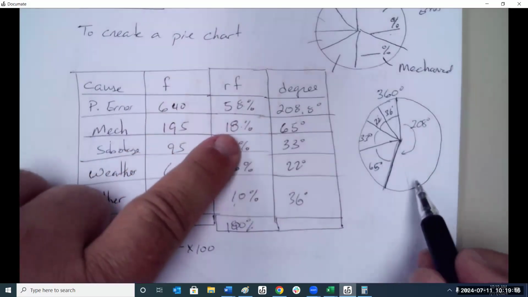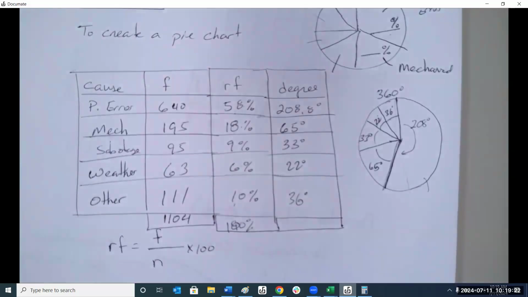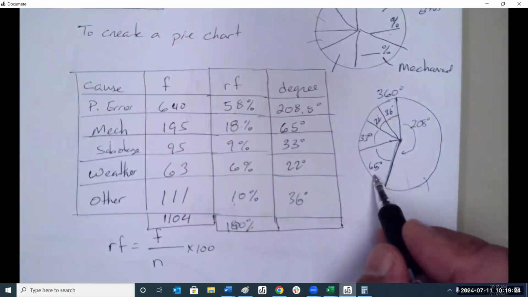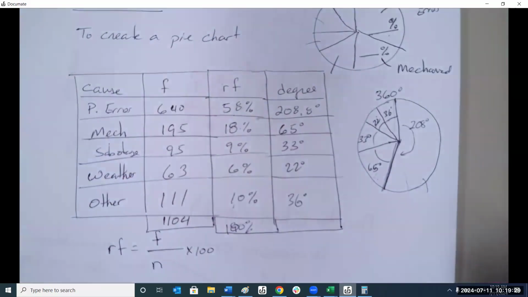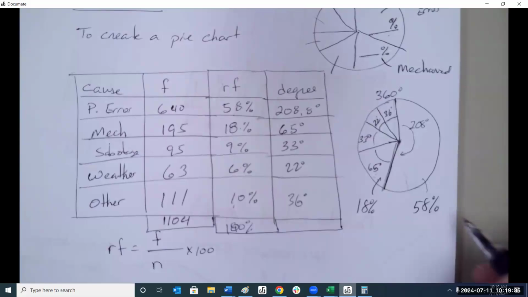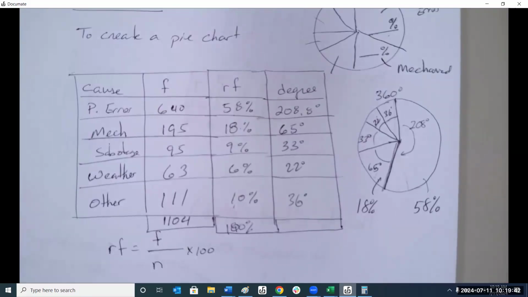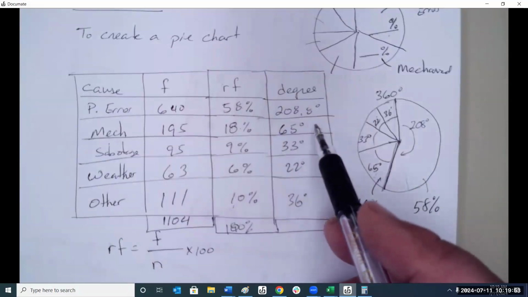So we know that 58% is pilot error. 65 degrees, which is 18%, is mechanical. This is 18%. This is 58%. And so on and so forth. So that's why the pie chart is used a lot, but it's very difficult because you have to make sure you convert it from your data to a degree representation of that data.